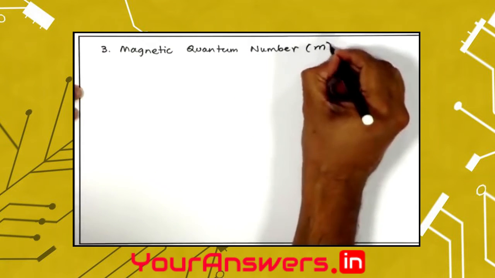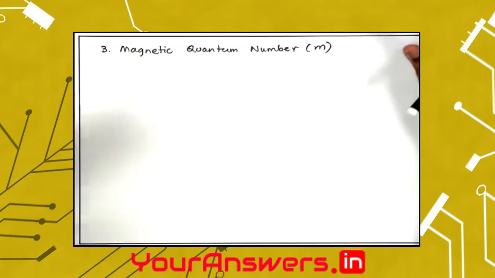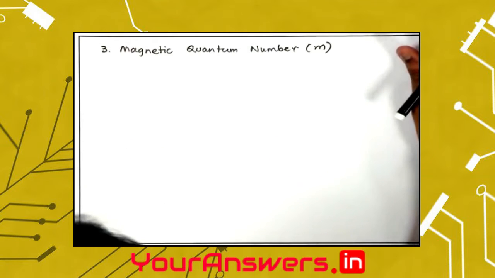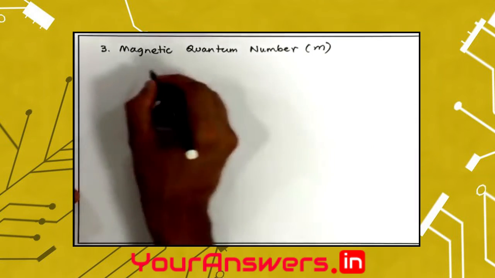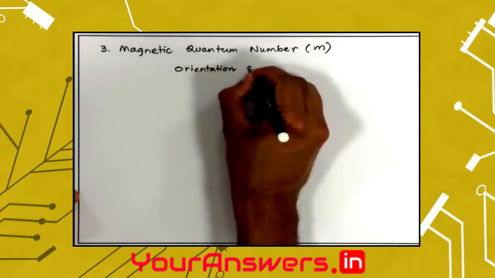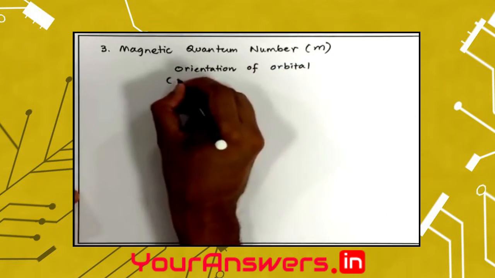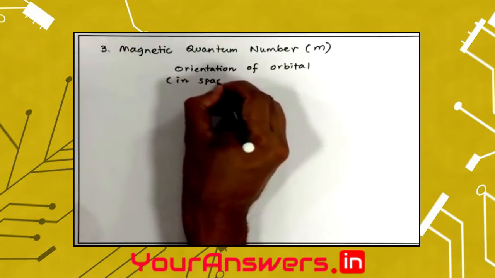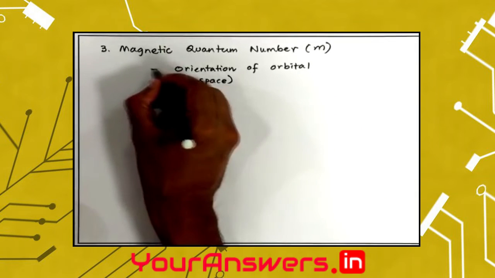The magnetic quantum number is signified with the letter m. We saw that the principal quantum number n talked about the size, the azimuthal quantum number talked about the shape, and the magnetic quantum number talks about the orientation of this orbital. By orientation we mean orientation in space. What kind of orientation does it have? So, this signifies the orientation of the orbital.